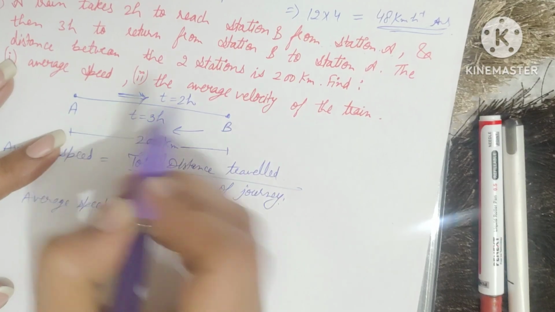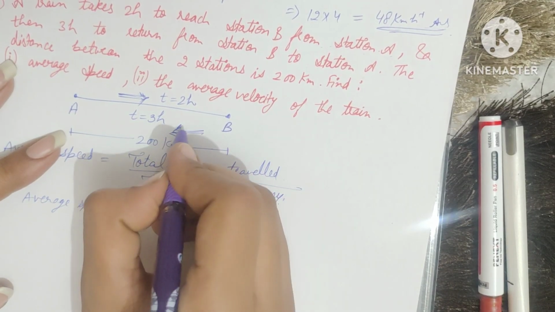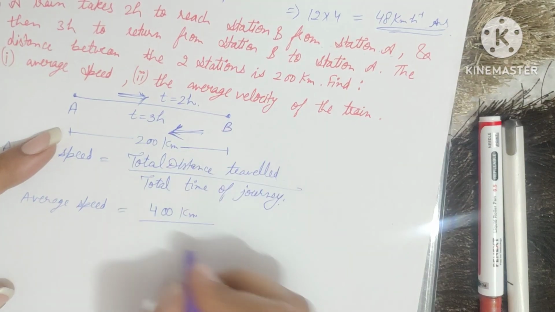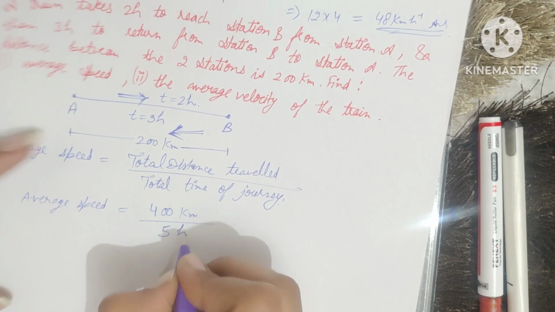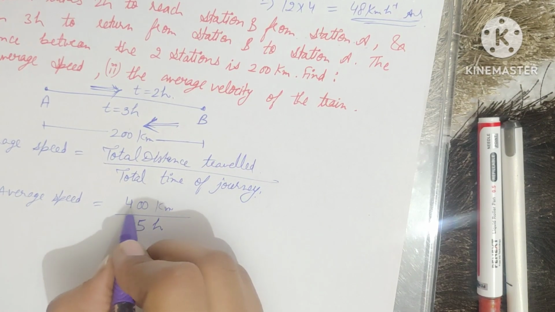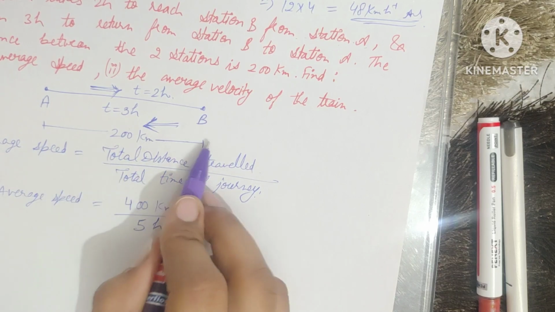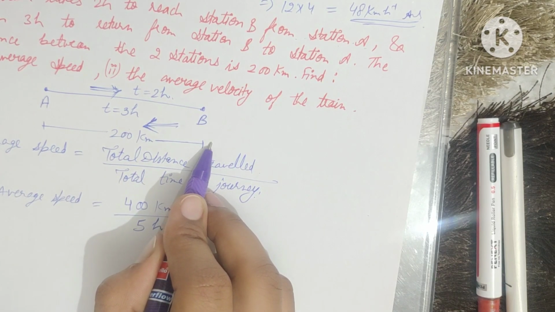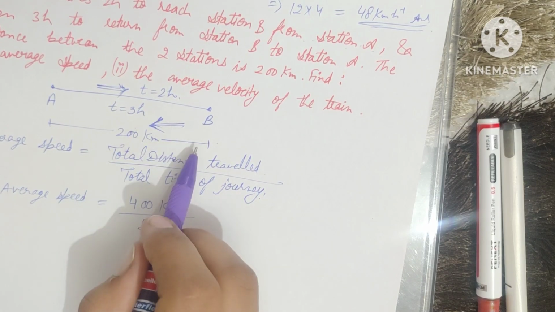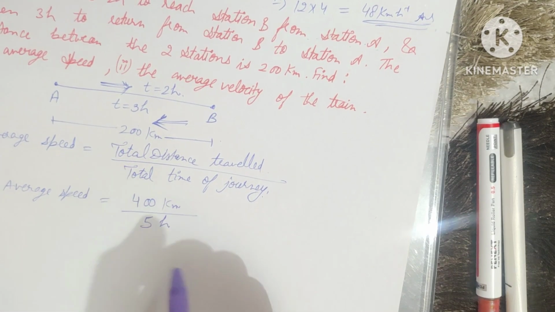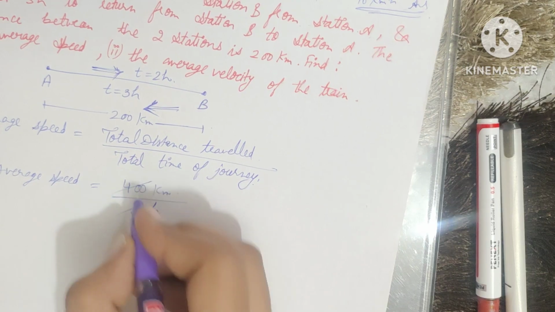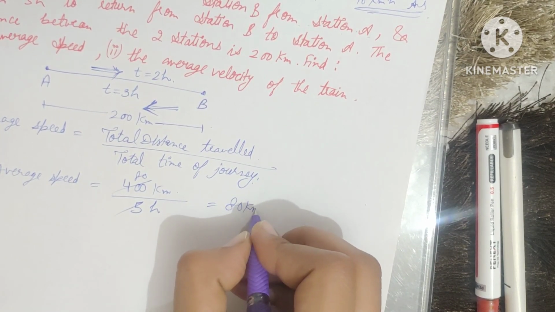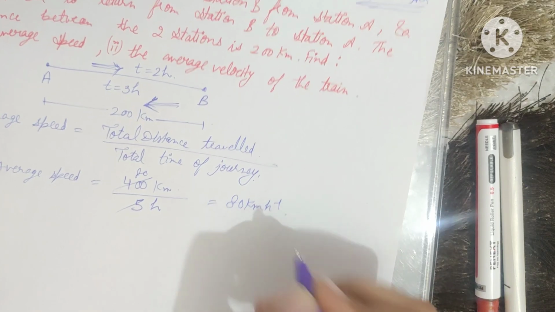2 hour to this side and 3 hour to this side. 2 plus 3 is 5 hour. And the distance is 400. Is that clear? 200 is the gap between the two stations. So 200 plus 200, because the train is going and coming back, it is 400 in total divided by 5. It is equal to 80 kilometer per hour.